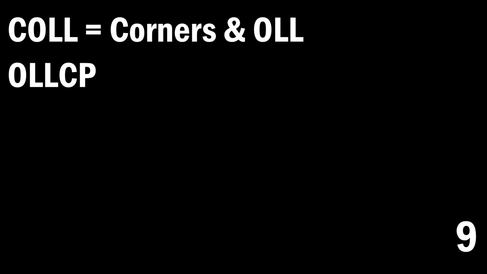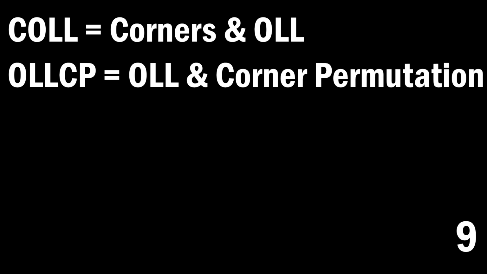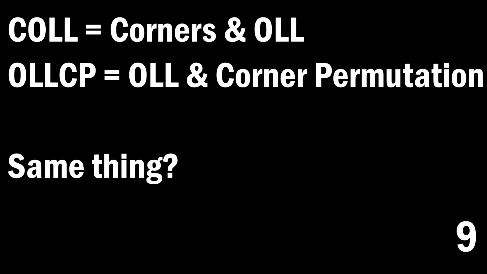Now OLLCP stands for, well, OLL, so orientation of the last layer, plus corner permutation. So corner permutation just basically means to move all the corners to the right spot. And if they're all oriented after OLL, then wouldn't that also make them solved? So yes, COLL and OLLCP actually mean the exact same thing if you only look at what each word means. But for some reason, cubers have just accepted these names to mean two different things.